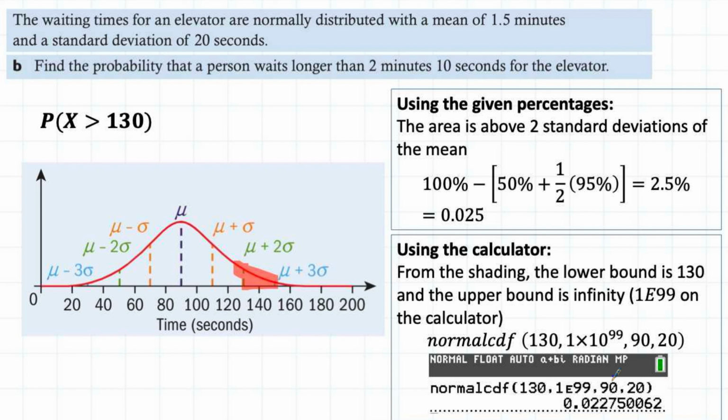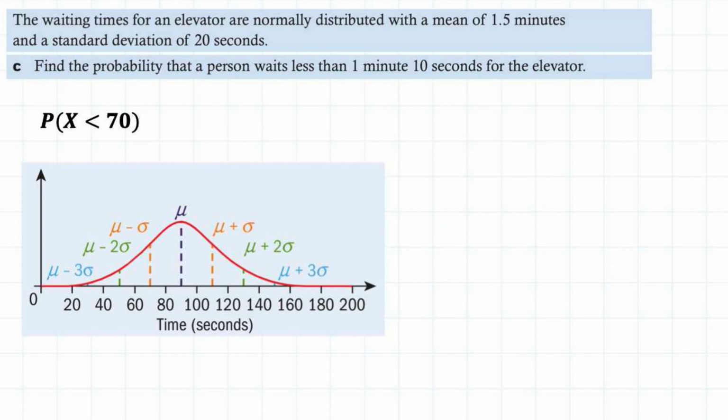It's going to be 0.02275. Now, it's slightly different from the answer found here, but this is because these are approximate values. They're not accurate. This is a bit more accurate. So on a paper 2 test, you are expected to use the calculator. Do not use the given percentages.